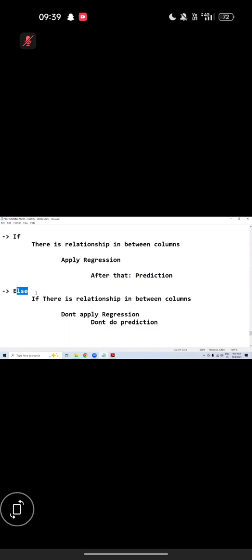Now, when you can do prediction and when you cannot do prediction: do you have the columns having the relationship? Yes, you can do the prediction. Are the columns having no relationship? Then don't do regression. Are you clear? Very clear actually. These statements are very clear. Before doing prediction, there is a process you need to follow. This is just a theory. Practically we are doing it, but keep in mind these points.